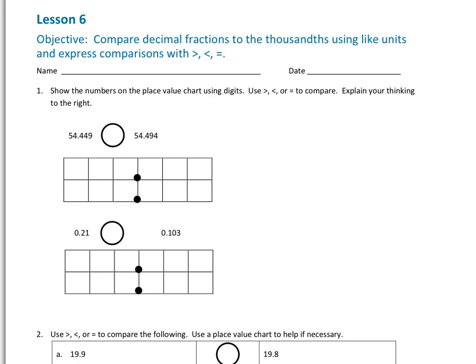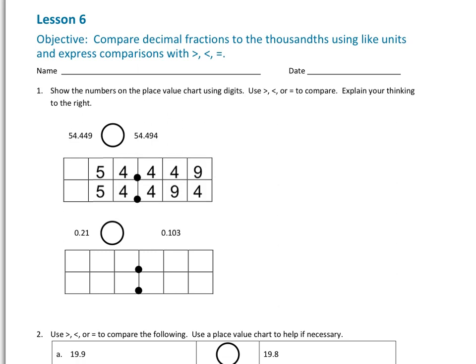Question number 1 says, show the numbers on the place value chart using digits. Use greater than, less than, or equal to compare. Explain your thinking to the right. In the first part to question 1, the two numbers say 54 and 449 thousandths and 54 and 494 thousandths. I'm going to write them on the lines below now.